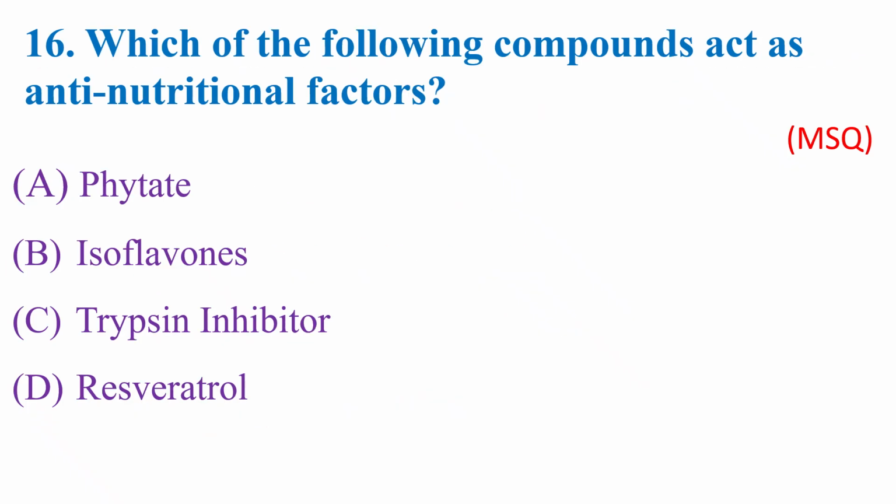Question number 16. Which of the following compounds acts as an anti-nutritional factor? Phytate, isoflavones, trypsin inhibitor, and resveratrol. So anti-nutritional factors are the compounds that interfere with the nutrients which are absorbed or utilized by our body. So phytate basically binds the minerals like iron, zinc, calcium, and it will reduce their bioavailability.